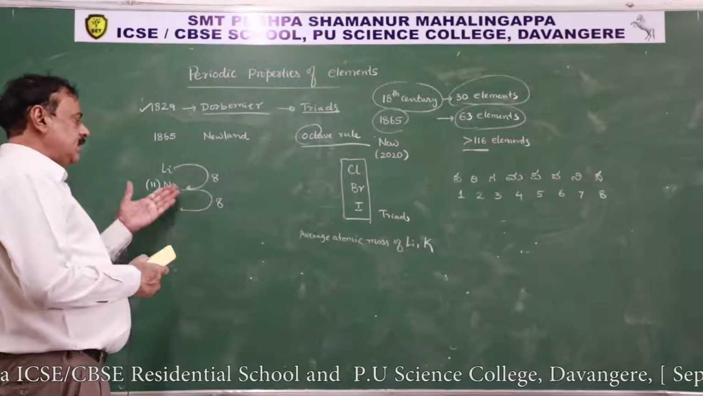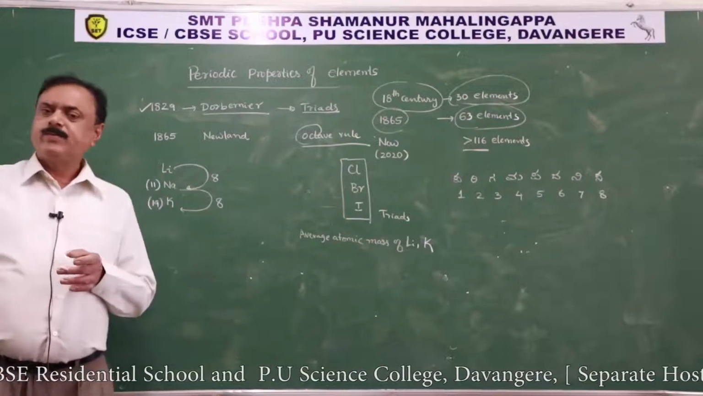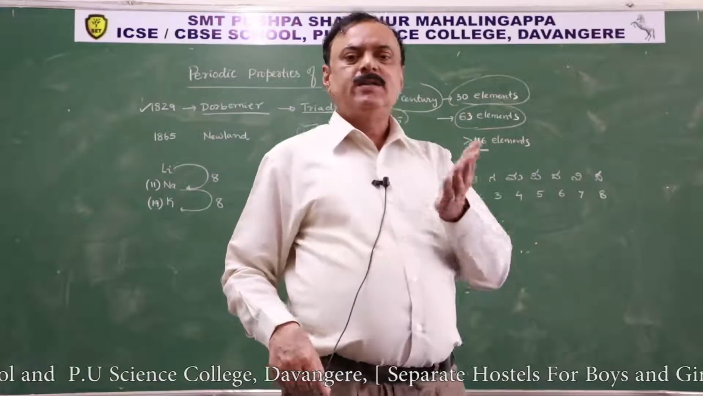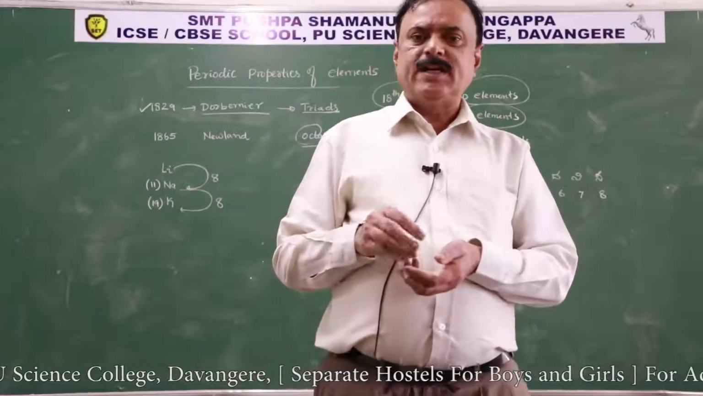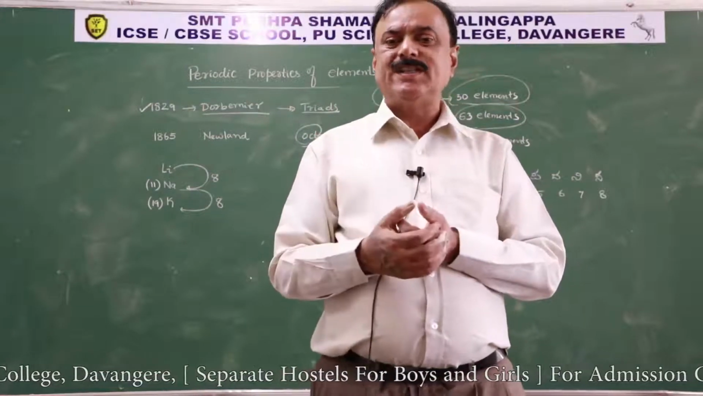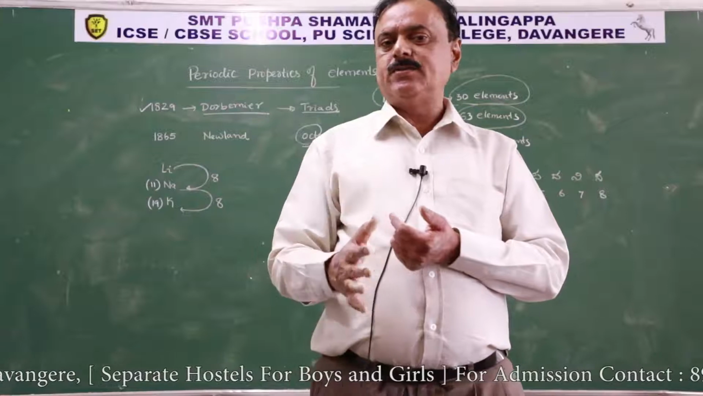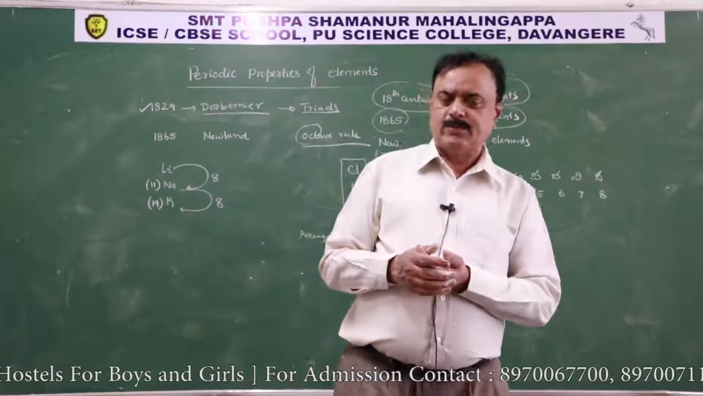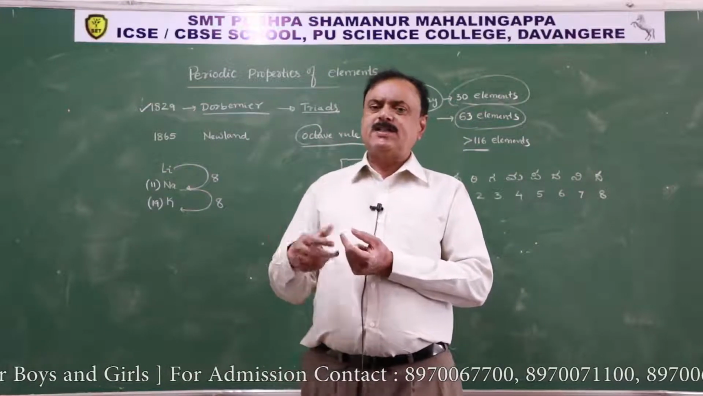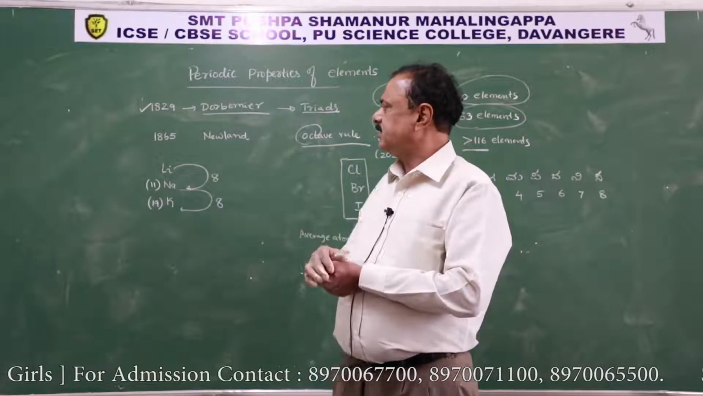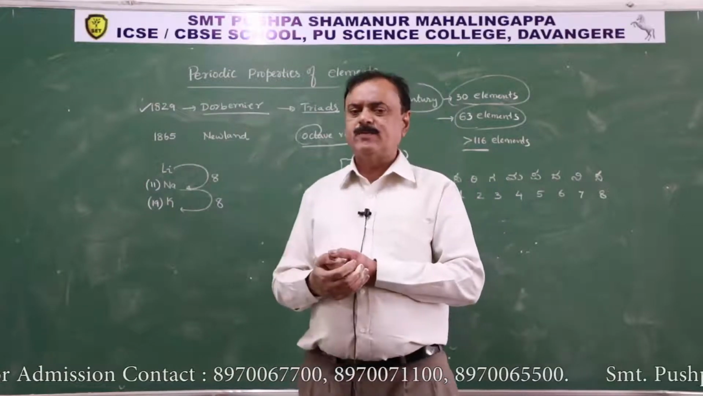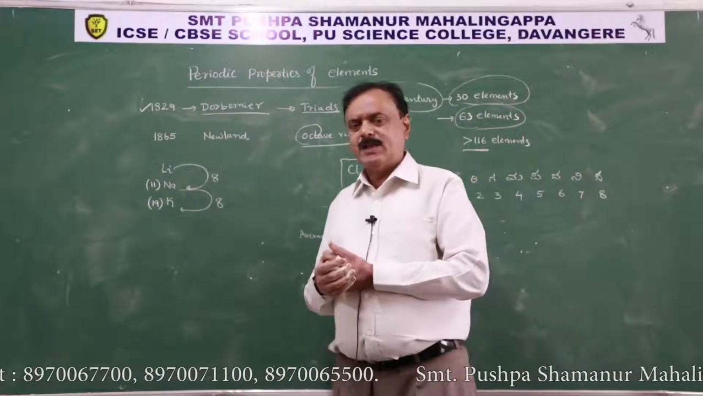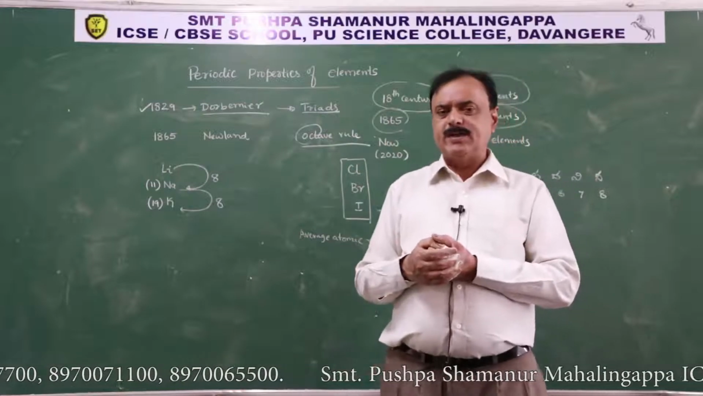Now, according to this new octave rule, after 8 elements, the new element obtained shows the same properties. That is why lithium, sodium and potassium exhibit the same properties. That is true in the triad rule, and that is also true in the octave rule. Now, there were 63 elements known in 1865. Newlands proposed the new formula for the distribution of the elements in particular groups and periods.